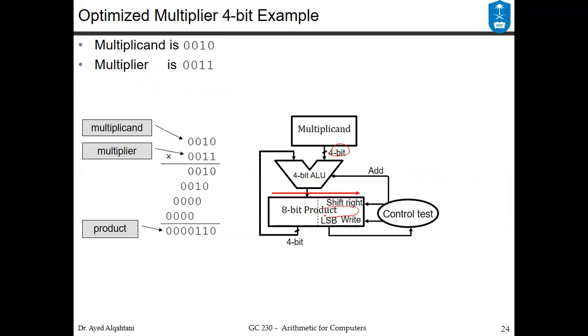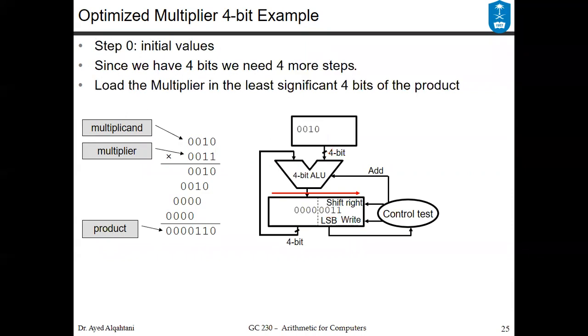And initially, we have the multiplier here. And we zero out the rest of the upper 4 bits. And those 4 bits are contributing to the running sum. So this is the initial case. This is step 0. And in step 0, we put the multiplicand right here, and the multiplier right here, and we zero out the rest of the product.